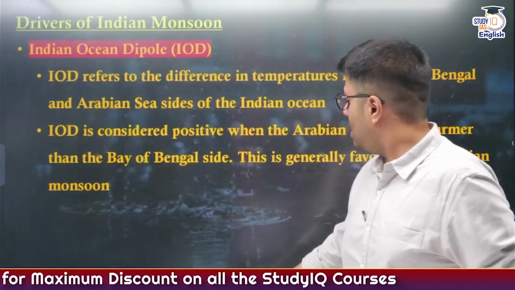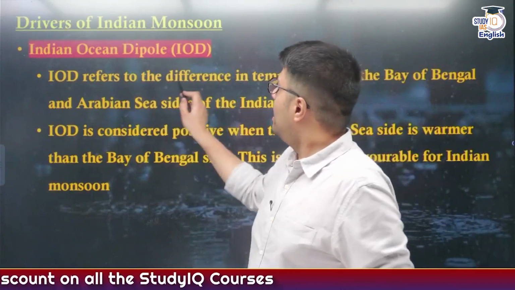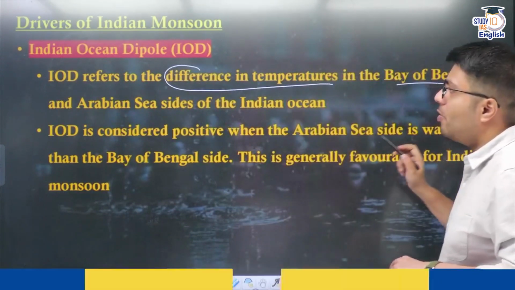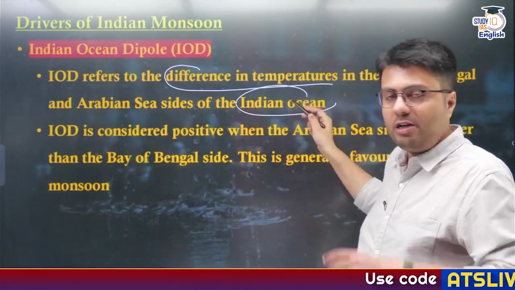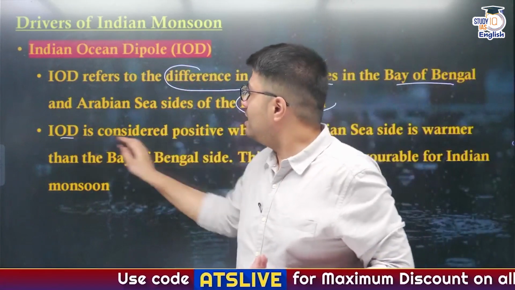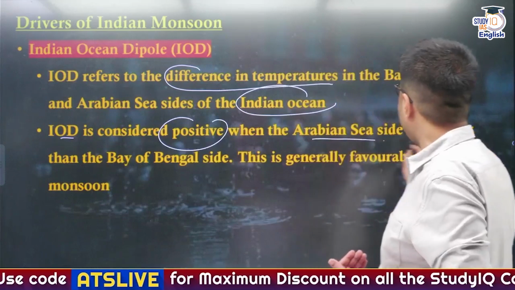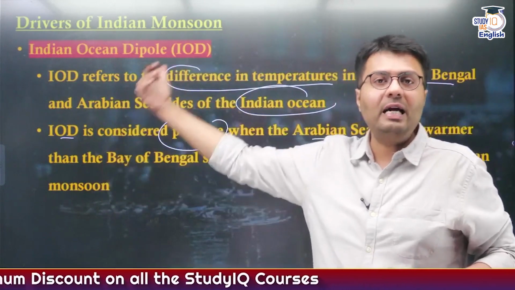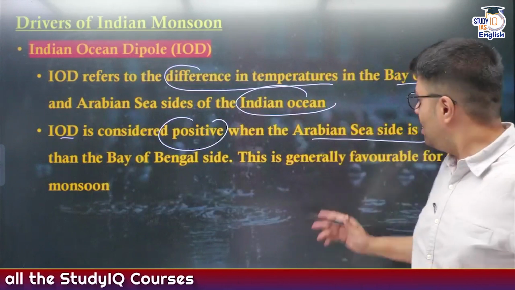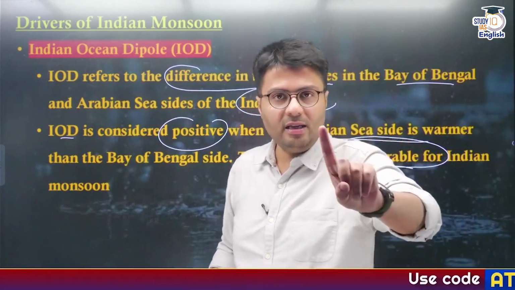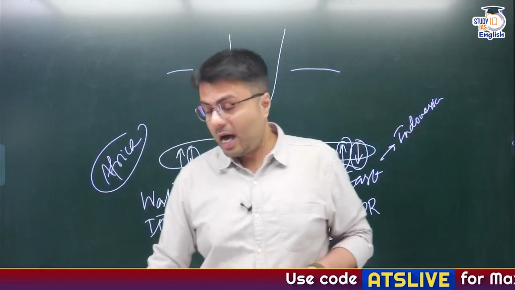Okay, so this is how IOD impacts Indian monsoon, which is the difference in temperatures of Bay of Bengal and Arabian Sea side of the Indian Ocean region, that is on west and eastern part of the Indian Ocean region. And IOD is considered as positive when Arabian Sea side is warmer than Bay of Bengal side, which is western side is warmer than eastern side, and this is generally favorable for Indian monsoon. Understand the impact of IOD.